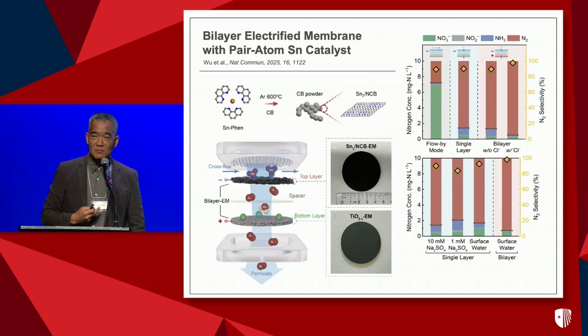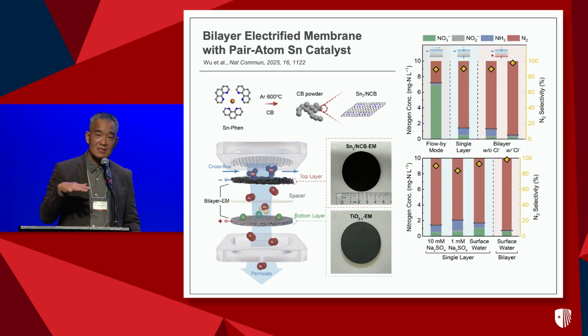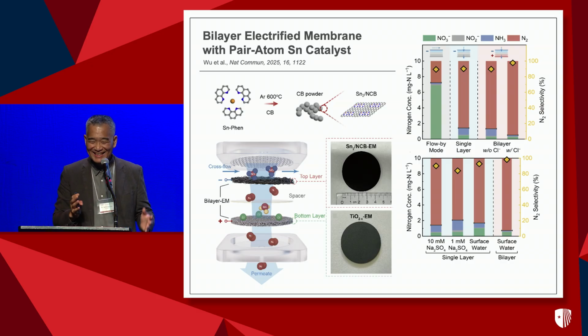The next one is the most recent paper that we published: a bilayer electrified membrane with thin single atom catalysts. We have the first layer that converts nitrate to mostly nitrogen, but you sometimes get a little bit of ammonia. Then the second layer converts this ammonia to nitrogen gas. I just showed you a few examples of single atom research, but if Lokesh gives me one more hour, I'll be happy to discuss more.